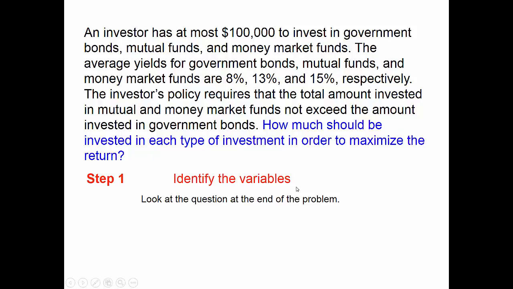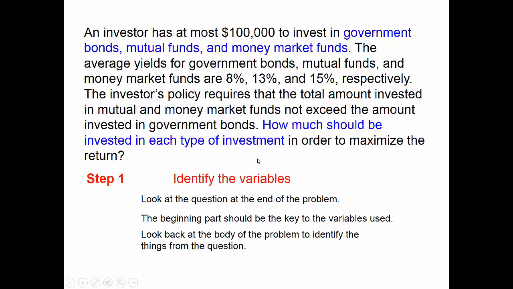So let's see about this one. Look at the question at the very end. We see how much should be invested in each type of investment. So that's what we're looking for, the amount invested in each type of investment. Well, let's look back up at the problem and see what sort of investments there are. There's government bonds, mutual funds, and money market funds. So we want to choose three variables to represent those three things. Technically, the order doesn't matter.